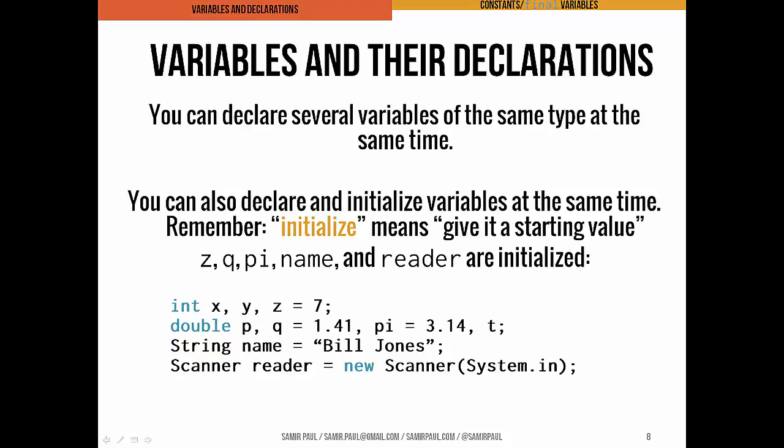A couple of shorthand things. You can declare a bunch of variables at the same time. Here we declare several ints, several doubles, and a string, but we can also initialize values at this time. So in this little code snippet, the variables z, q, pi, name, and reader end up initialized. They get the values 7, 1.41, 3.14, Bill Jones, and the new scanner object that we instantiated. So we've given them starting values. X, Y, P, these don't get starting values, neither does T. They're still null until we initialize them later in the program.